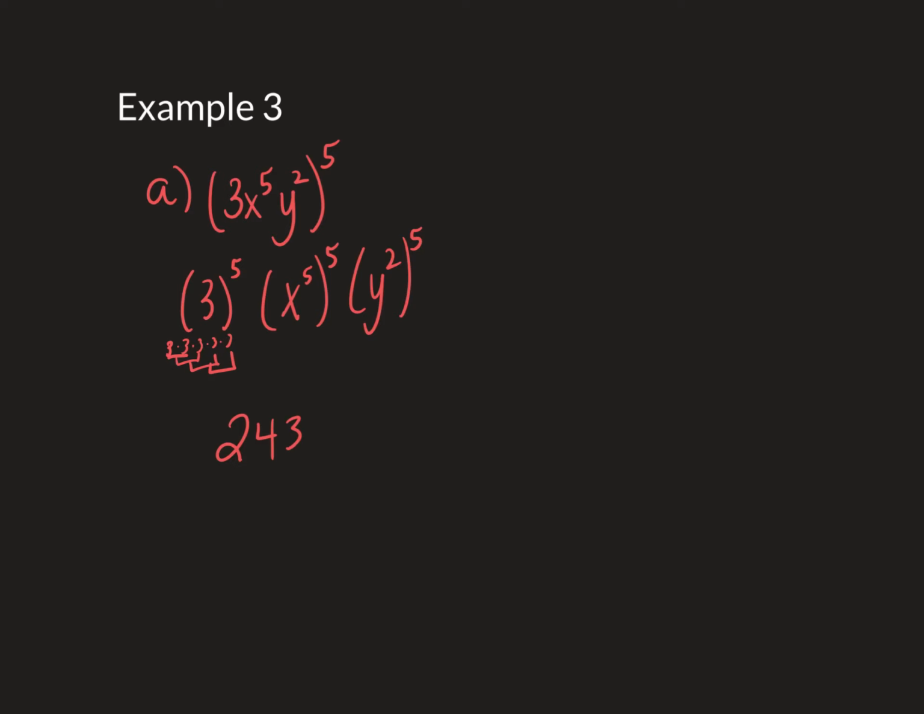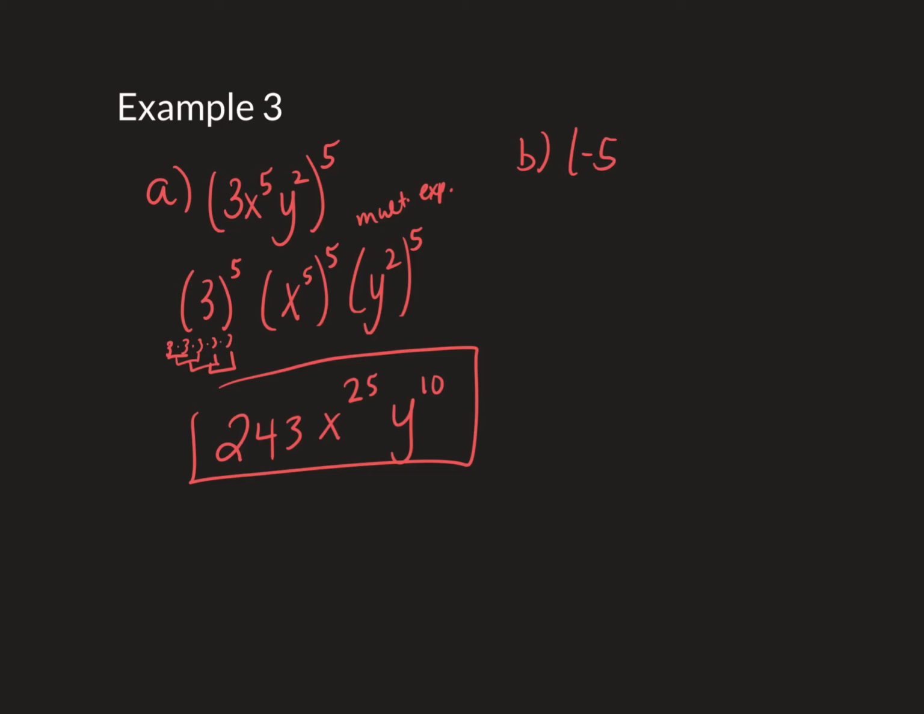243. X to the fifth raised to the fifth power is x to the 25th. 5 times 5 is 25. Y to the second raised to the fifth power is y to the 10th, because 2 times 5 is 10. So multiply exponents here. That way you'll have that in case you need to look back to see how we got an answer.